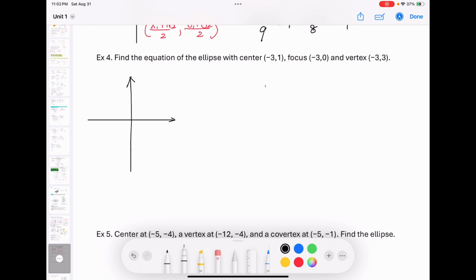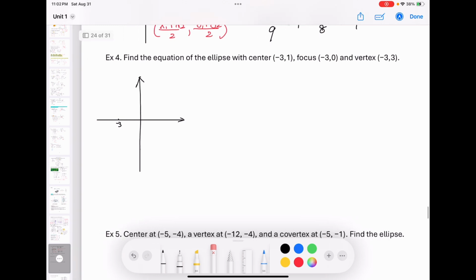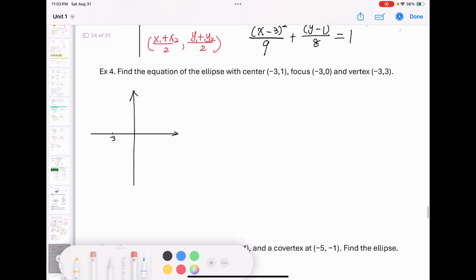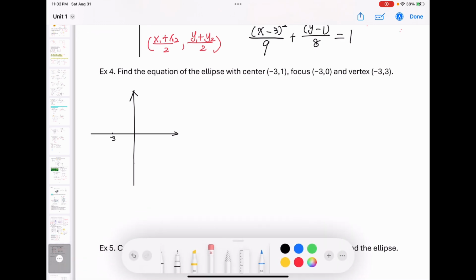Okay, let's do this. So the center is (-3, 1). Let's say -3 and 1. I think I can put a paper here, so it will not have the dots. Or I can wear the glove. Okay, (-3, 1). 1 is here.